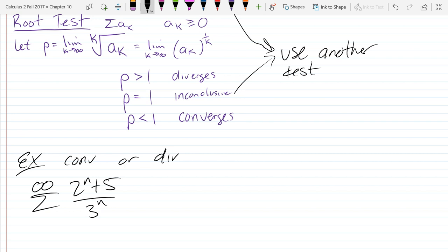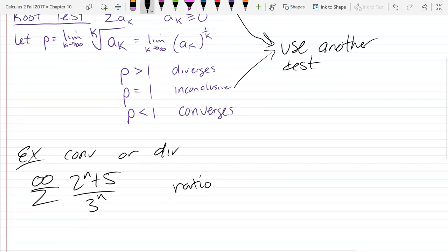So first one, 2 to the n plus 5 over 3 to the n. It kind of looks like it should be a root test. The only reason I'm going to say don't go for root test is because this plus 5 at the end is not raised to the nth power. So if it was 2 plus 5 to the nth power, go for it. But that last one's not to the nth power. So we're going to go ratio.